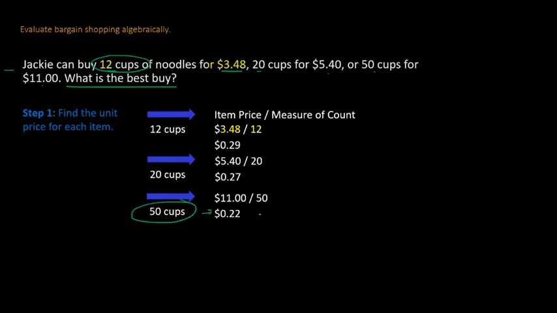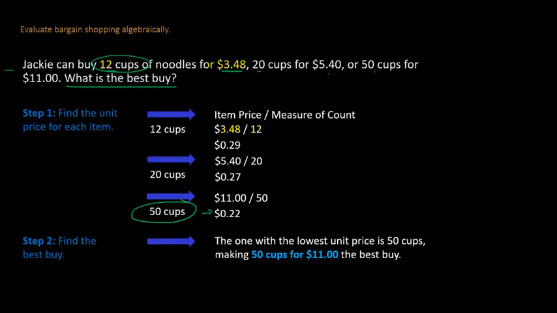And this is often true, not always. I have seen stores that will do the opposite thing for some strange reason, but in general, you can expect that the more you buy, the bigger the bulk, the lower the unit price, right? So in this case, we do find that the 50 cups end up being 22 cents each, so that's going to be the best buy when we're using unit price as our criteria.